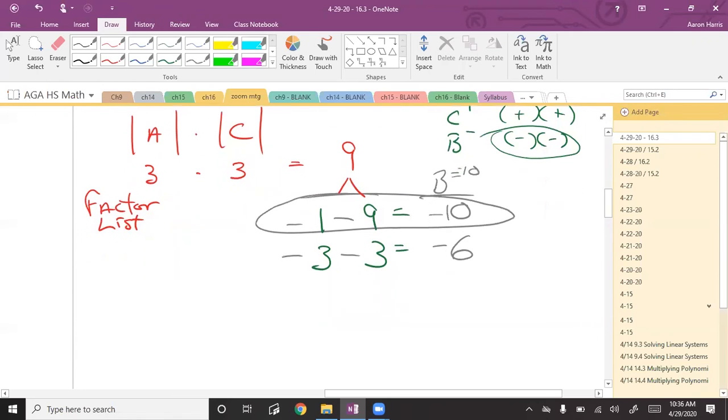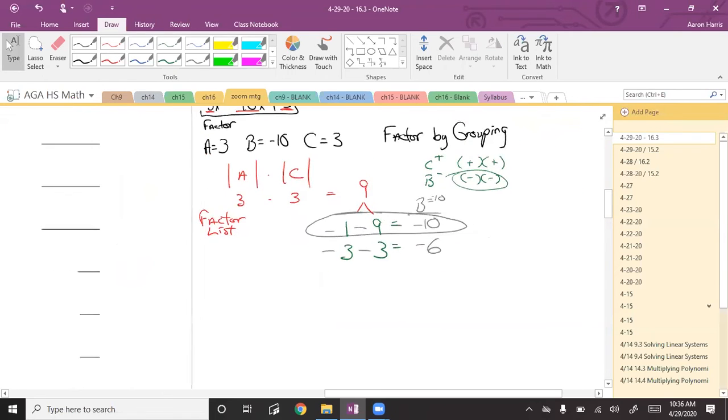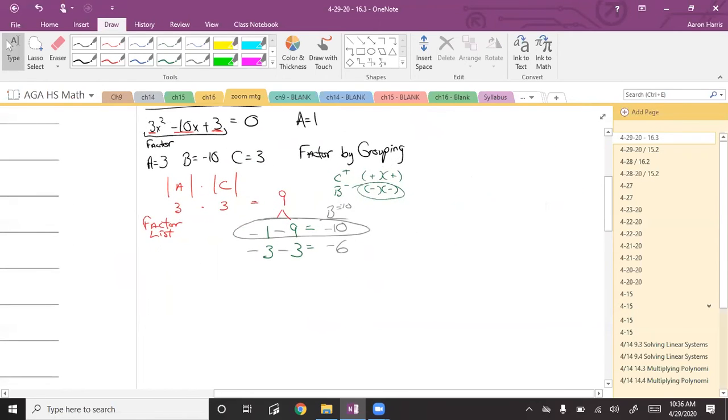So now, has anything changed from when A is equal to 1? No. Now we're dealing with A is greater than 1. Here's the extra step. We want to rewrite the equation.